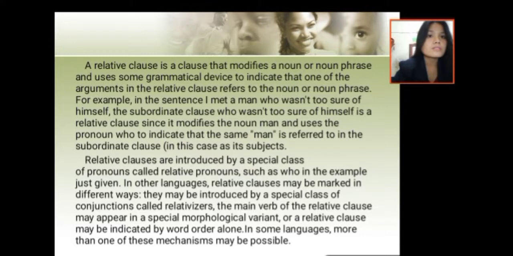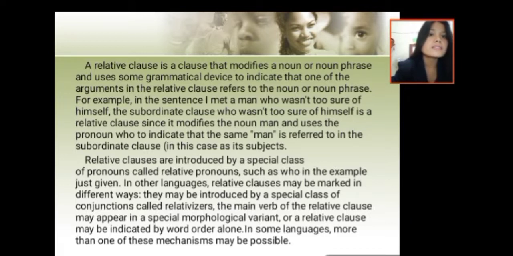Now I want to tell you about relative clauses. A relative clause is a clause that modifies a noun or noun phrase and uses some grammatical device to indicate that one of the arguments in the relative clause refers to the noun or noun phrase.